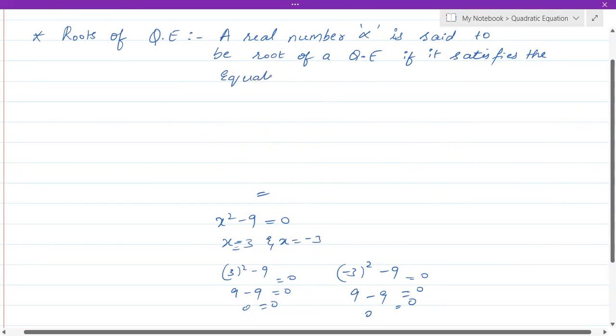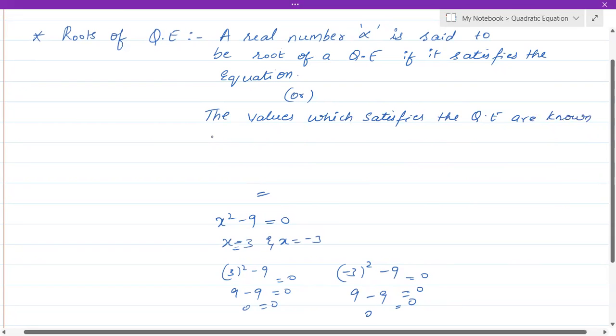Satisfies the equation, or the values which satisfy the equation. The values which satisfy the quadratic equation are known as roots of that quadratic equation.